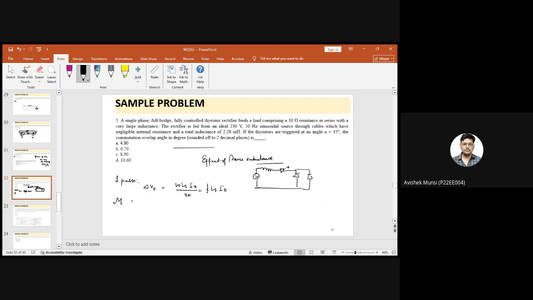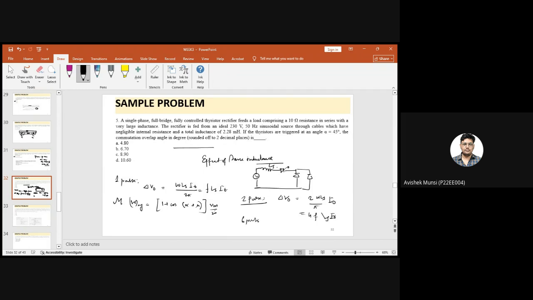So my V0 average will be alpha plus mu, Vm by 2 pi. For two pulse, that is for full wave, this delta V0 is equal to 2 omega Ls by pi I naught, that is 4f Ls I naught. Ls is the input side, source side inductance.